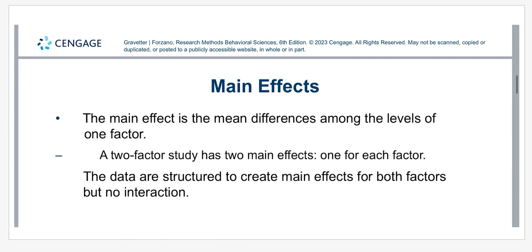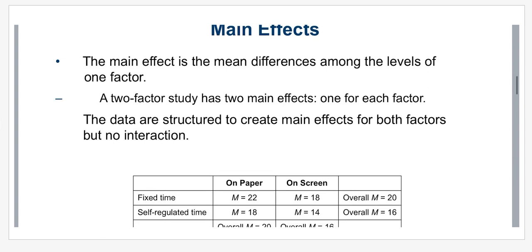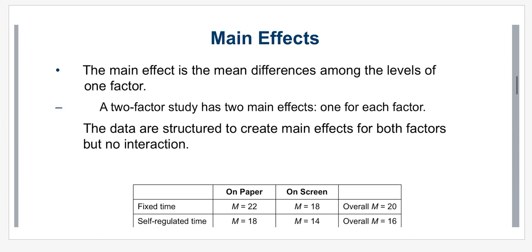So, okay, let me make sure. Yes, okay. So for main effects, I'll pull this up so you can see it more in a second, but the mean differences among the levels of one factor is a main effect. So for each independent variable. So a two-factor study would have two main effects because there's two independent variables, right?